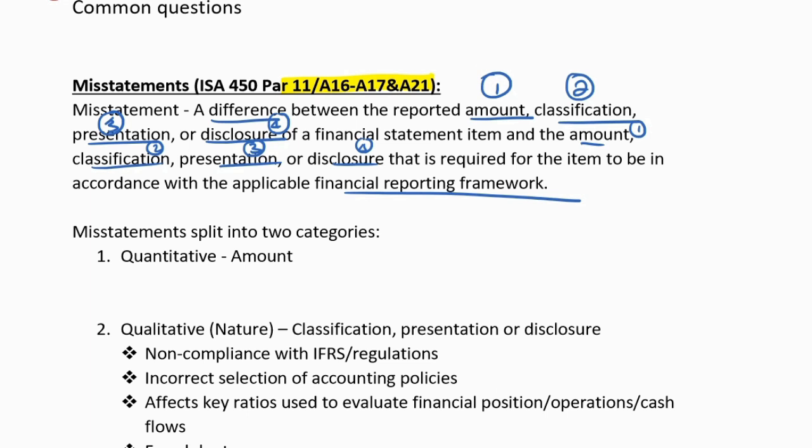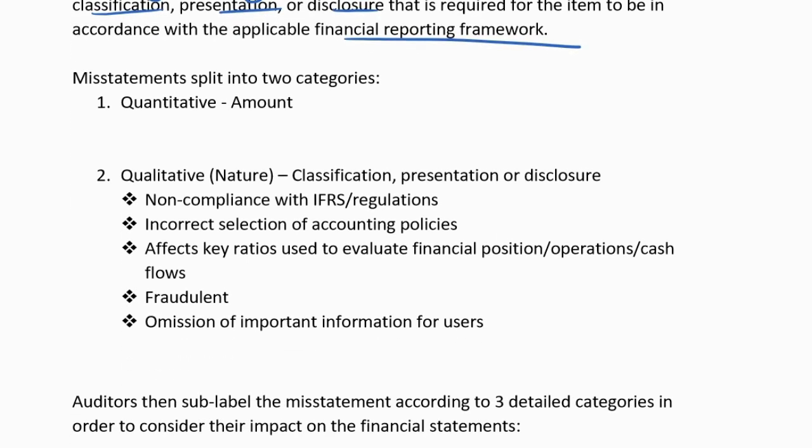However, that difference could be in amount, classification, presentation or disclosure. So it's not just limited to an amount. We've got to consider a misstatement from all the different ways that IFRS has said something should be recorded, to how it has been recorded.